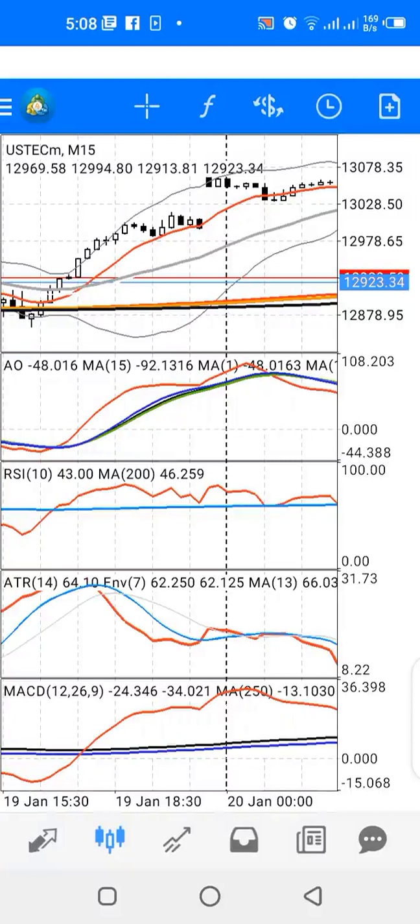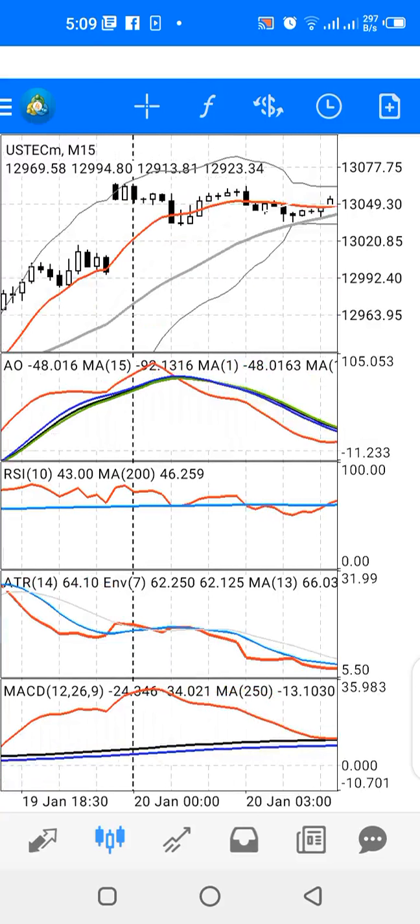Today we'll be looking at a strategy you can use to trade Nasdaq 100. Now on my chart I have Nasdaq 100, 15 minutes time frame, with my broker. It's called US Tech, but this is Nasdaq 100.